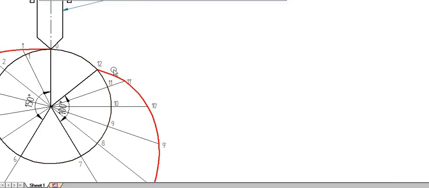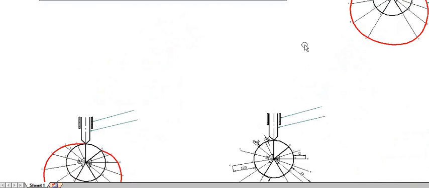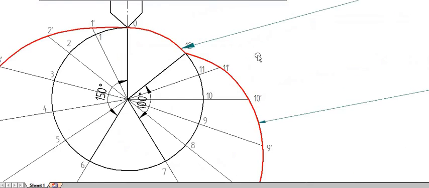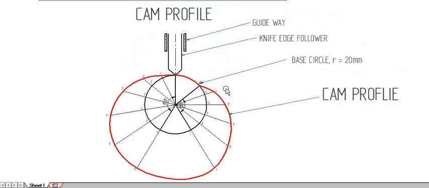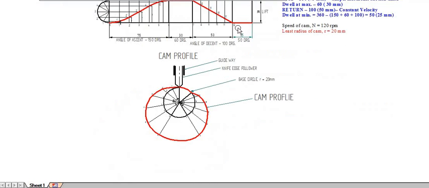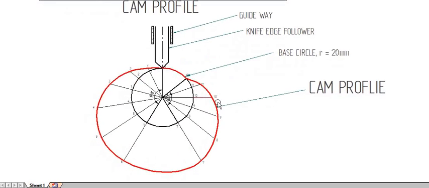So you have to complete the portion. Only then the cam profile will be completed. Okay. So you have to connect this also. 12 and 0 you have to connect. So this will be the final diagram. Connecting 12 and 0, then only the profile will be complete. That is the last dwell period. Okay. So this is how we have to draw a cam profile for a knife edge follower without offset. Thank you.